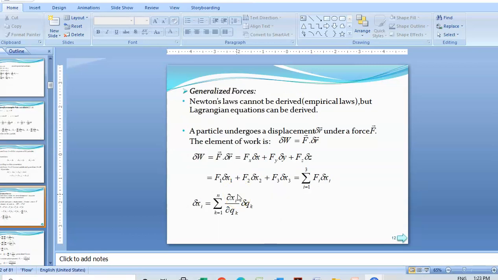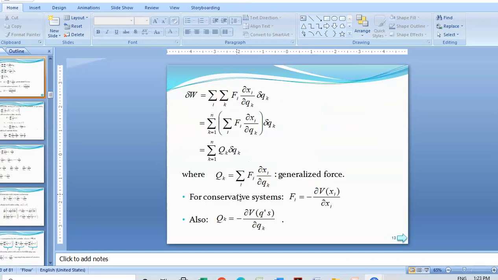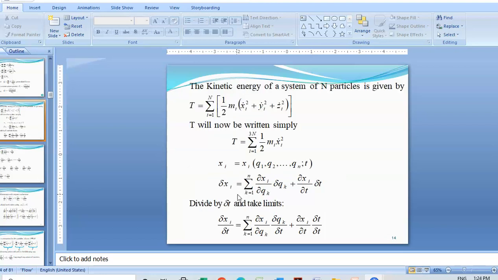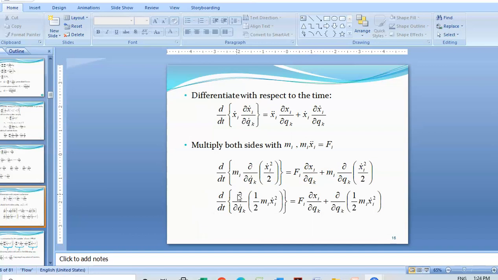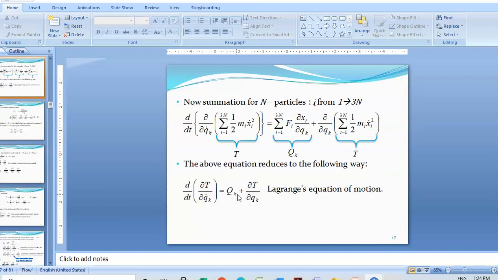Next, the generalized forces. Newton's law cannot be derived, but Lagrangian can be derived from the generalized forces. If a particle undergoes a displacement delta r and the force is F, then the virtual work is delta W is equal to F dot delta r. The equation is given here. These are the general equations for the generalized forces. For conservative systems, with respect to the kinetic energy of the system, we can define all these equations, and we can discuss them on the board.